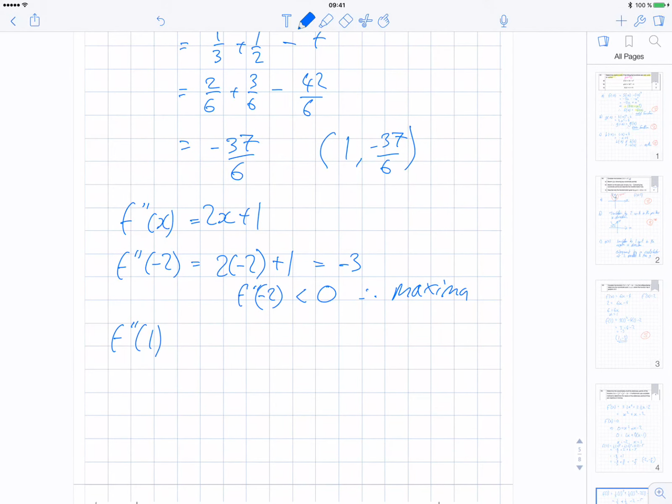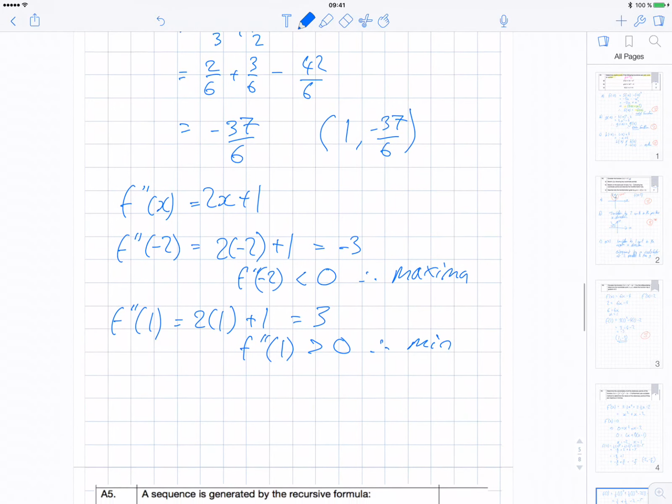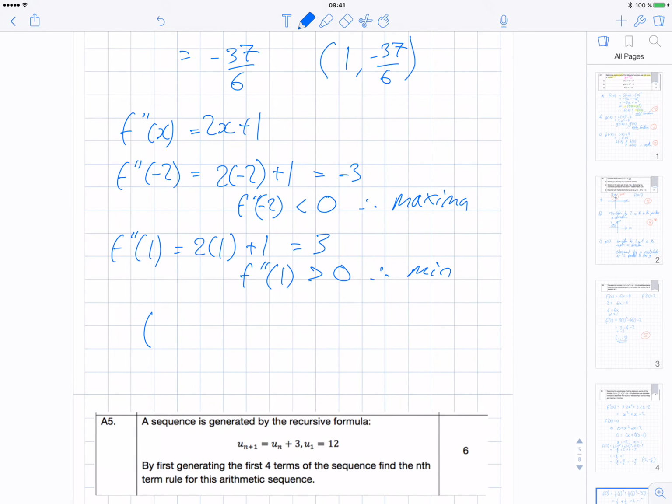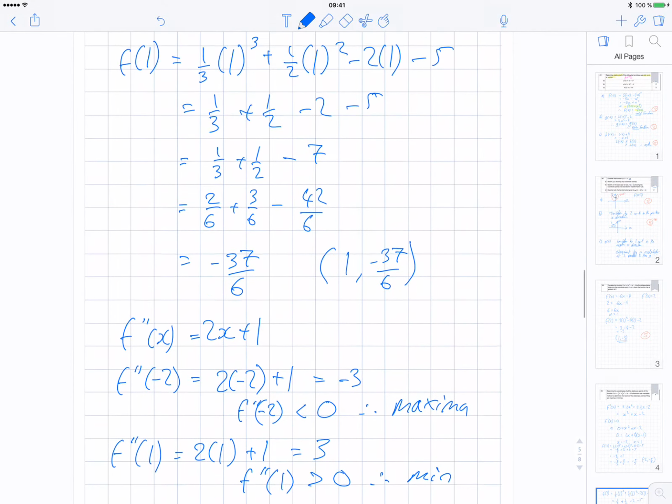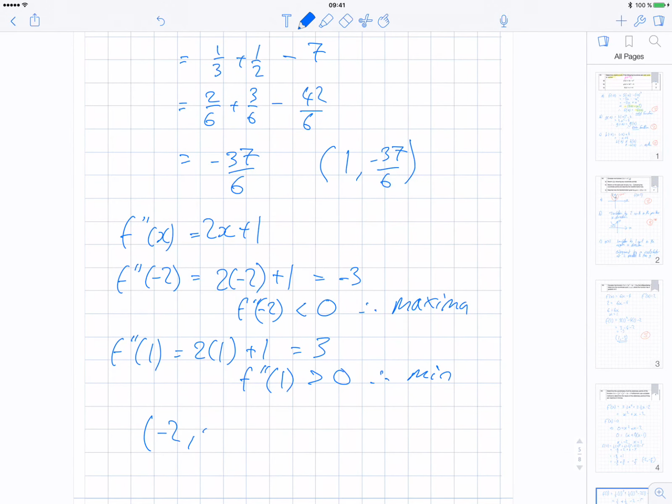and put that in. I get 2 lots of 1 plus 1 is equal to 5. 2 times 1 is not 4. 2 times 1 is 2. It's 3. So it's greater than 0. Therefore, min. Okay. So we have minus 2 comma minus 5 over 3 was a max, and 1 comma minus 37 over 6 is a min.